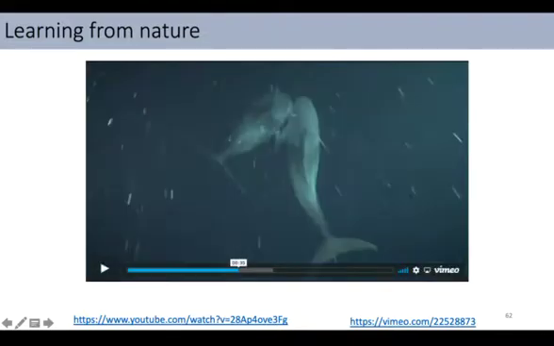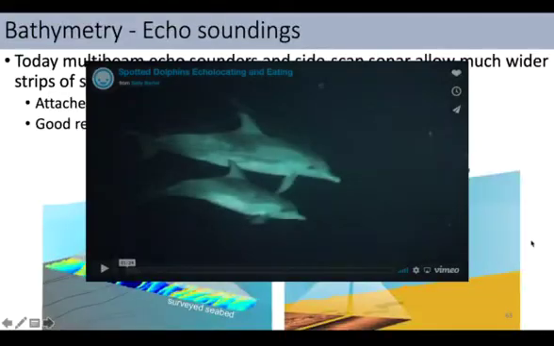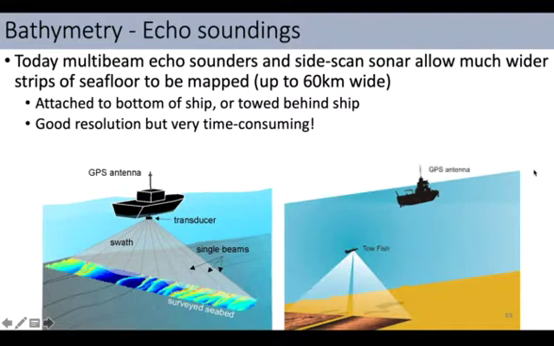So we sort of learned from the dolphins when we tried to study the bottom of the ocean. So what we do is we use echo soundings. So we use sonars very similarly to dolphins, and we send out pulses of energy downwards, and then we measure how long it takes to come back to determine, are we right above something very, very deep where it took a very long time for the pulse to come back, or are we in very shallow water where the pulse was sent out and came back very quickly.